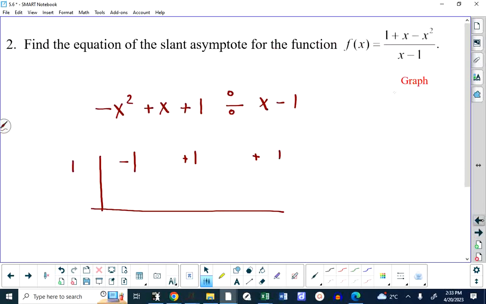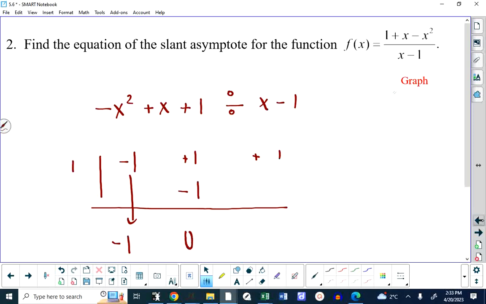Okay. So what are we going to get? Let me clean this up just a little bit. I bring the negative 1 down. I multiply the 1 by the negative 1 and get negative 1. Interesting. I add these and get 0. I multiply 1 by 0 and get 0, and I add these and get 1.